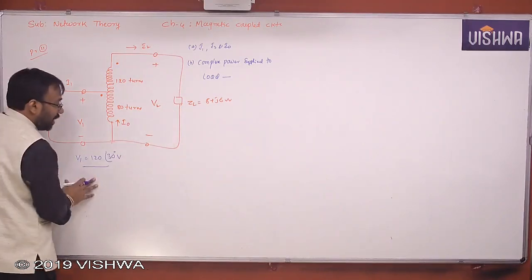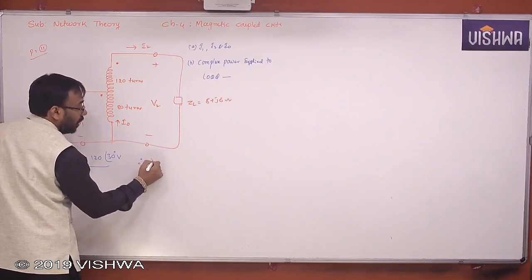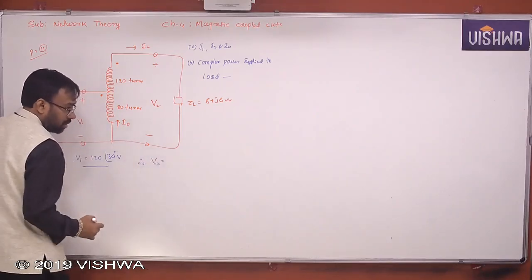So therefore V1 is available. Therefore I now find V2. V2 is nothing but, what is V2 actually here?